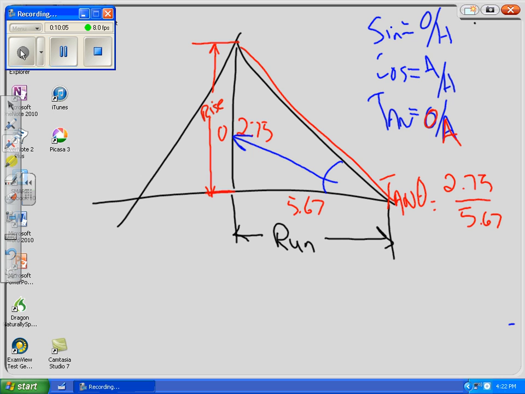Okay, so all we have to do is hit clear twice. We want to hit second function tangent. Tell me what angle has this tangent, and then 2.75 divided by 5.67. Hit enter. How many? 25.873. 25.87 degrees. Almost 26 degrees. Not exactly, but almost 26 degrees.